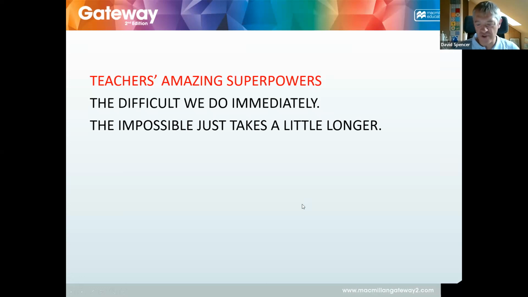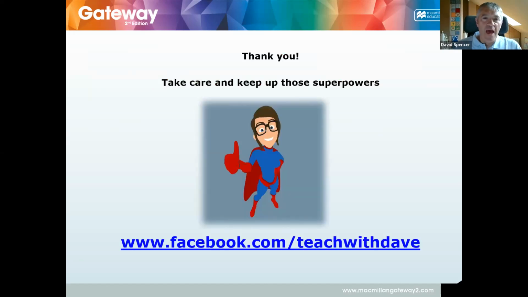I think the job that we do is so important. The job that you are doing right now is so important. Sometimes when we're so busy with every day that we're teaching, we tend to forget the bigger picture. I think the bigger picture is that teachers are doing an incredible job. Do take care, do keep up with your superpowers.